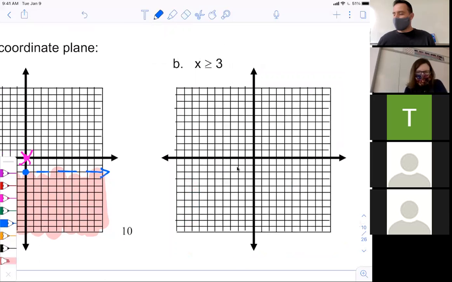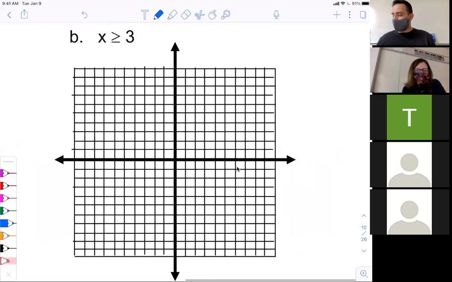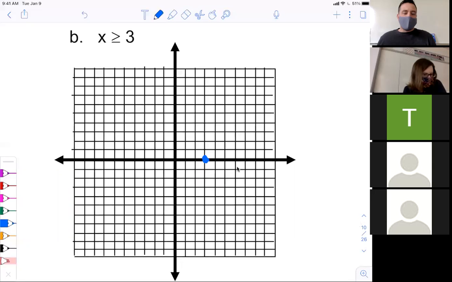And then again, this is just going to give us a vertical line. X is greater than or equal to 3. So we're going to go to our x-axis and we're going to put a dot on 3. And Peyton, is this going to be a solid line we're going to draw or a dotted line? Solid. Yeah. And a way to remember it: if there's a line underneath the inequality, you draw a solid line. If there's not, you draw a dotted line. So you go ahead and draw your line.